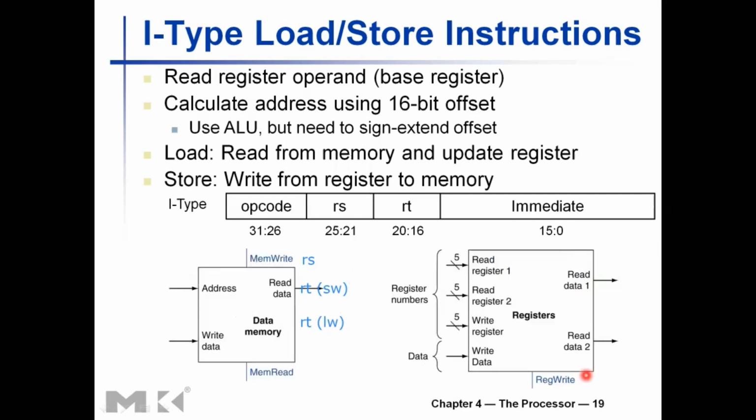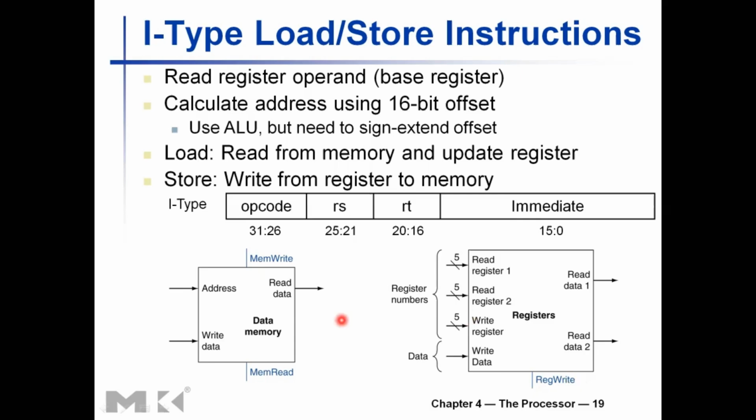So let's have a look at the memory part of this type of instruction, I-type load store. Once the ALU gives you the memory address, that address is given to the memory. That is the location that you're accessing. If it is a load instruction, you read the data from the memory and write that data into the RT register. And you need to provide the corresponding write control signals to the memory as well as the register file.